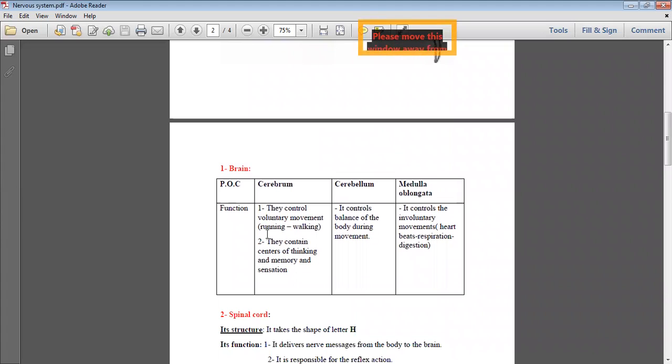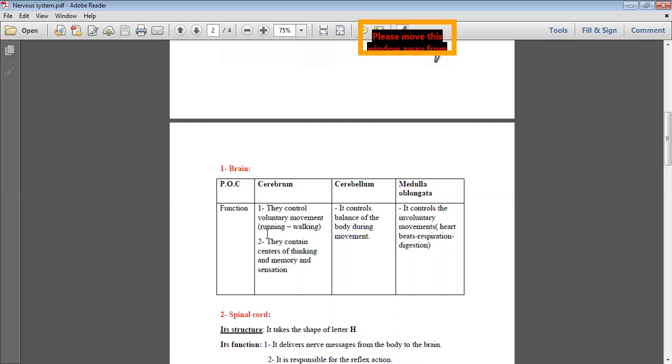First thing, the brain. The brain consists of three parts. Cerebrum, cerebellum, medulla oblongata. Now the cerebrum first, it controls the voluntary movement. Voluntary. What's the meaning of voluntary? Voluntary are the things that I do on purpose. Yani, I want to run, I want to walk, I want to talk to you now, okay? Things that I do with my purpose, okay? Also, it contains centers of thinking, memory, and sensation.